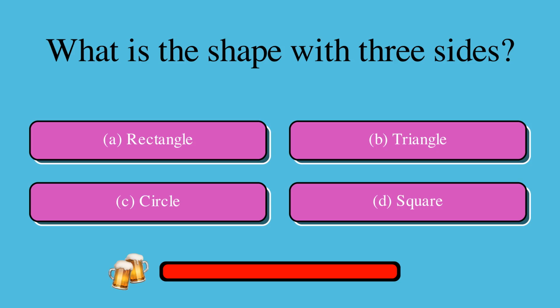What is the shape with three sides? Is it A, rectangle, B, triangle, C, circle, or D, square? The correct answer is B, triangle.